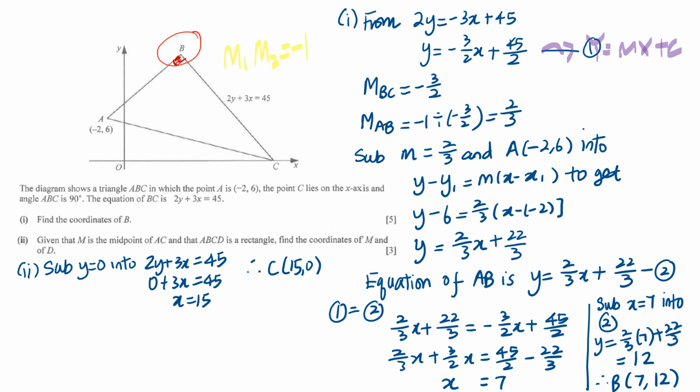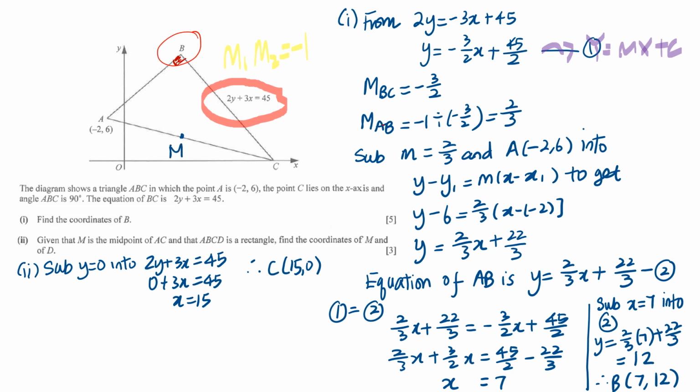Wait, hang on, we need to find the point C first. Because C lies on the line BC, we can just substitute the y coordinate to be 0. Any point that lies on the x-axis will have y coordinate 0. So you substitute y equals 0 into your equation of BC, into this guy here, and then you'll find that x is equal to 15. Hence, the coordinates for point C will be 15, 0.